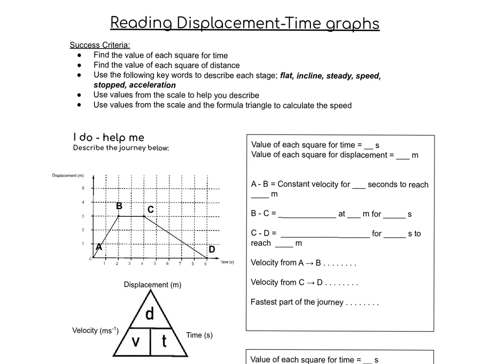So the first thing we've got to do is work out the value of each square for time and for displacement. These ones are all going to be easy. It's basically saying what's it going up in, and these are all going up in ones. Each square is worth 1 second or 1 metre. And then we're going to describe our graph.